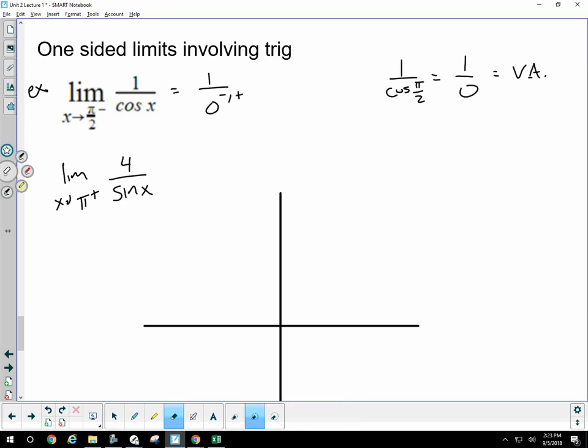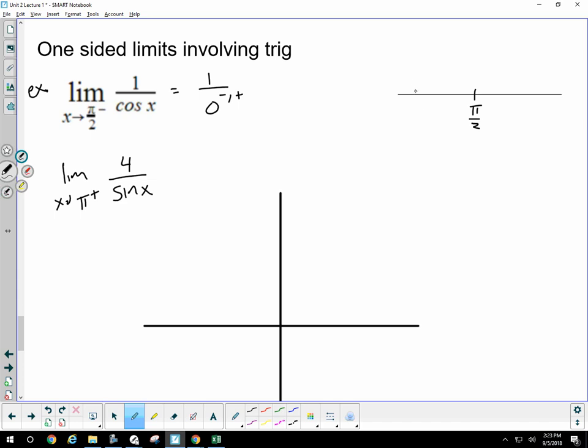Well, here's my advice, because these are somewhat tricky unless you do the following. First, start with a number line. Start with pi over 2. Include the values that you know on the unit circle that surround pi over 2, like 0 and pi. Now, if you are pi over 2 from the left, that's like coming from 0 and traveling to pi over 2. Here's pi over 2 from the left.